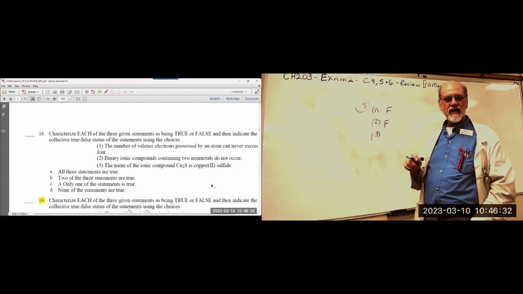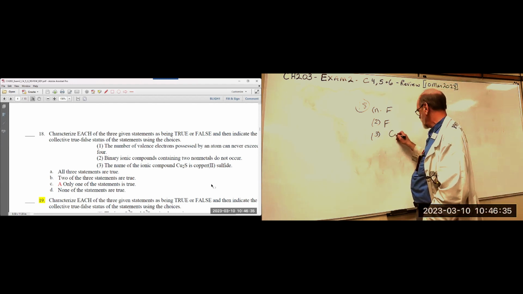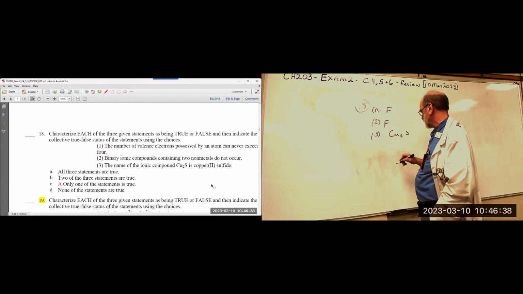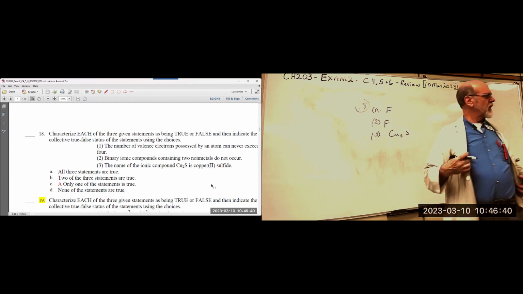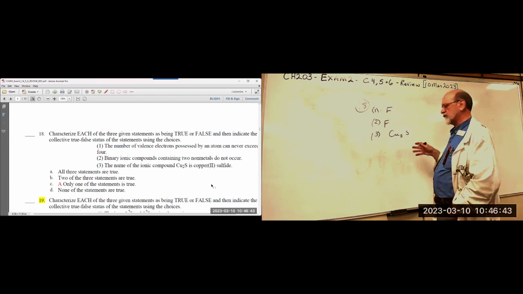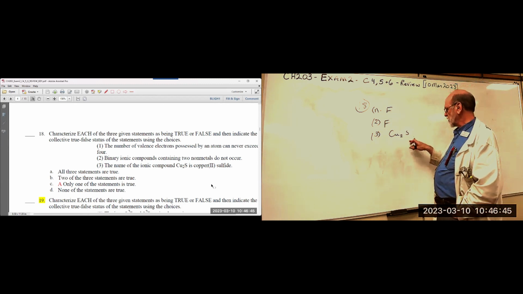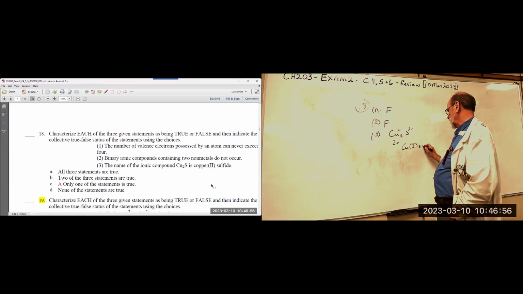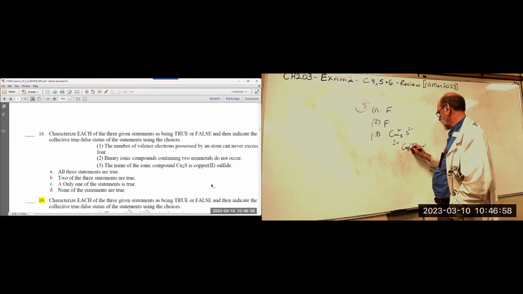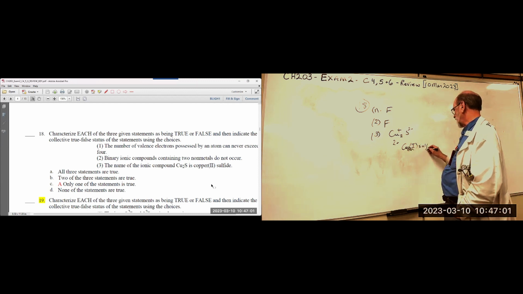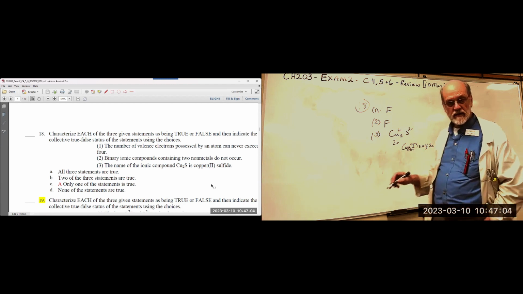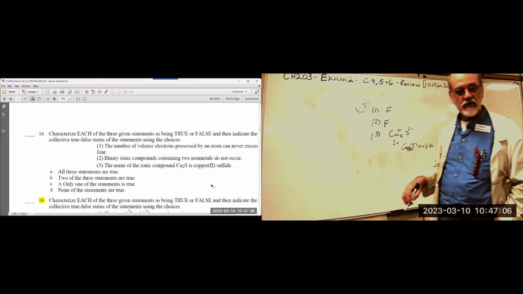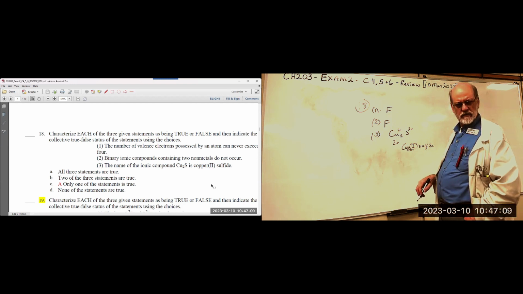The name of the ionic compound CuS. All right, so copper is one of those that can have 1 of 2 different charges. So if it's this one, sulfur is a 2 minus. This has to be a 2 plus total. That means this is a 1 plus. So it's copper 1 sulfide. Copper 1 sulfide. Is that what it says? No, it says copper 2. So that's false. Only one statement true.